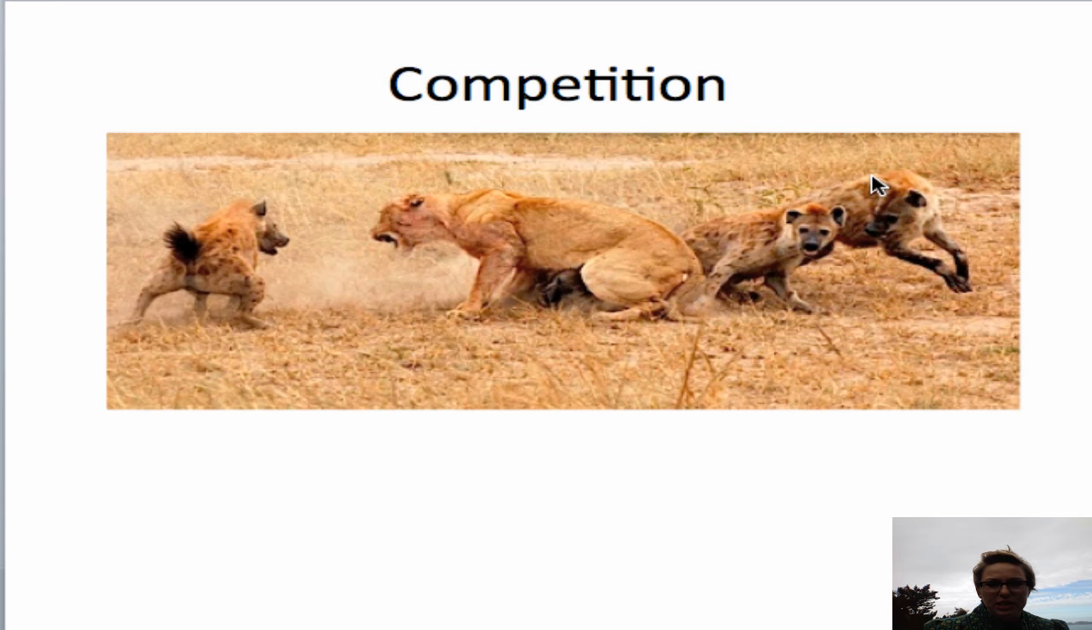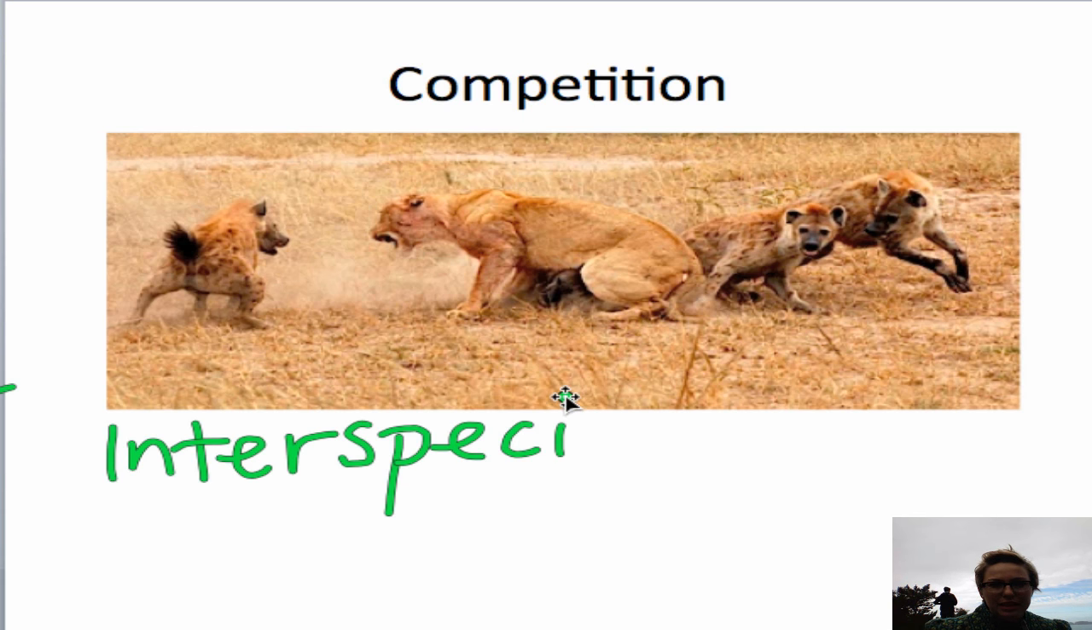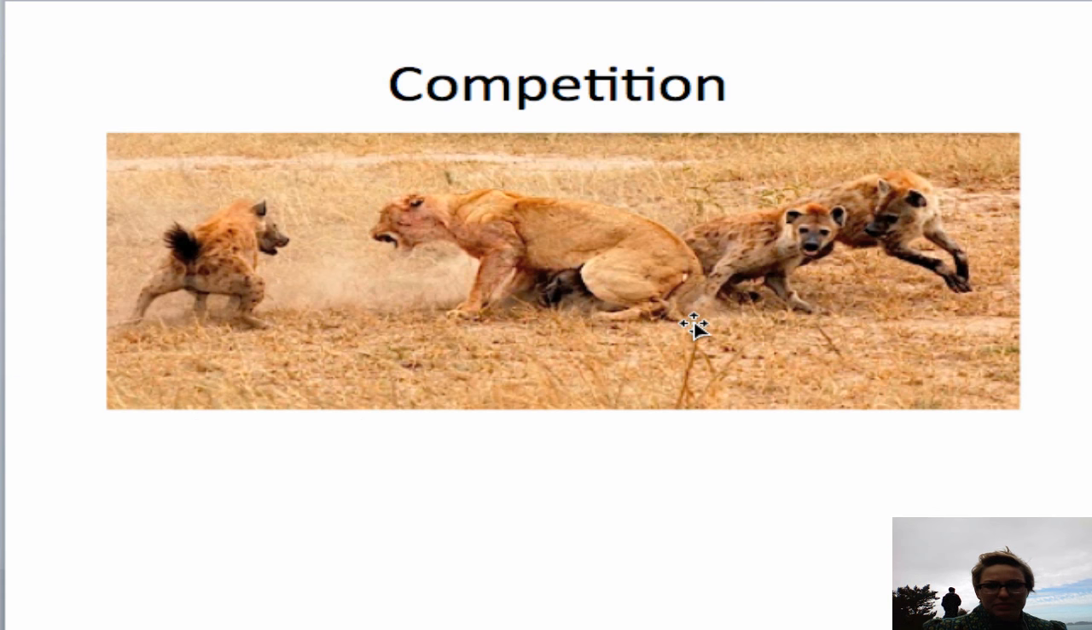Another type of competition is interspecific competition, and that's competition between two different types of species. A very common war that we see in the savannah is a competition between hyenas and lions. They're both the top predator of their ecosystem, and they often compete for territories and food.